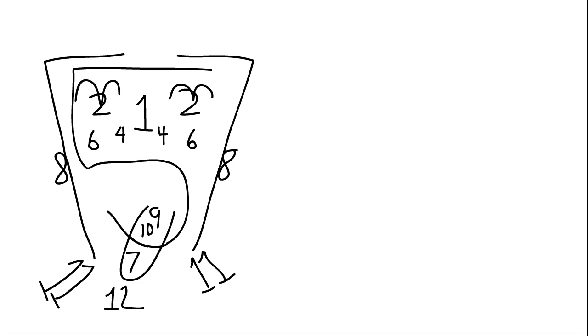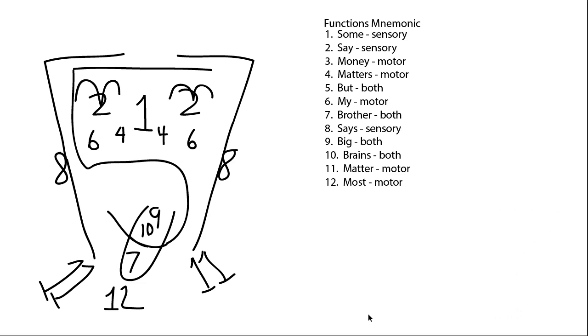The mnemonic can help you to remember which nerves are sensory, which are motor, and which are both. If the word starts with S, the cranial nerve is sensory. Those starting with M are motor. And finally, those starting with B are both. The 12 words that make up the mnemonic are listed in the order of first cranial nerve to 12th. Here it is. Some say money matters, but my brother says big brains matter most.